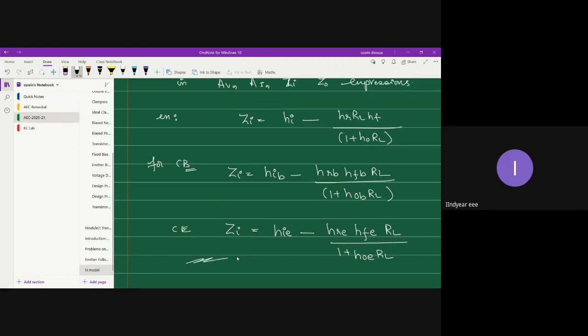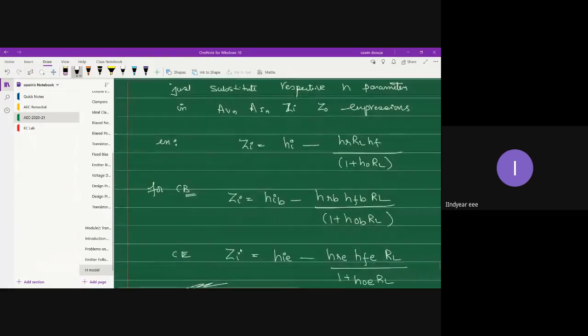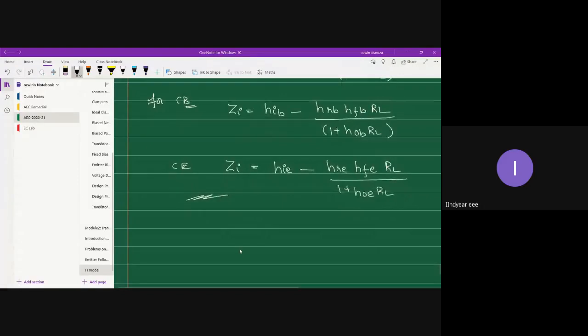Okay, all right. So this is about your hybrid parameter, the exact hybrid parameter circuit, the approximate hybrid parameter circuit, and the derivation of current gain, voltage gain, input and output impedances of an exact hybrid parameter circuit. So in the next class, I will solve 1 or 2 H parameter based problems. And after that, let me discuss about case study and innovative question.